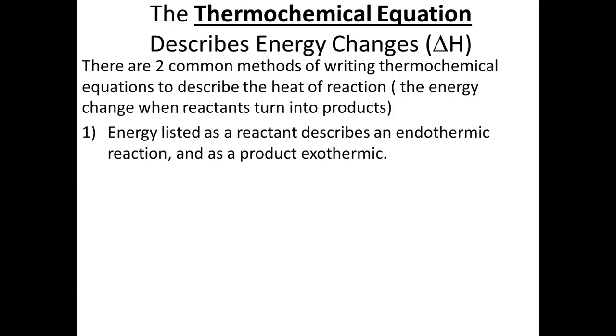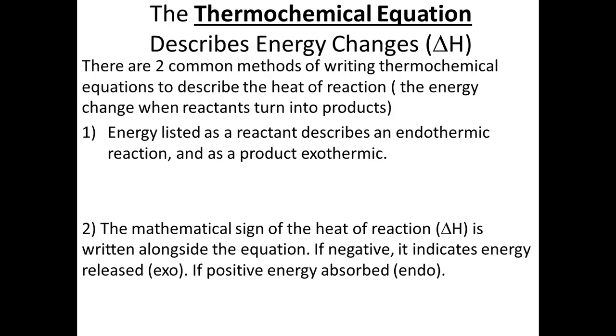One way would be to list energy as either a reactant or a product. So on the left side are our reactants, on the right side are our products. If we see energy on the reactant side, we know that energy's been absorbed by reactants. Energy's been added. So we call that endothermic. If we see energy on the product side, then we know energy's been released.